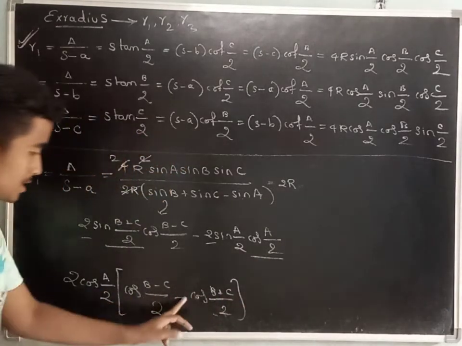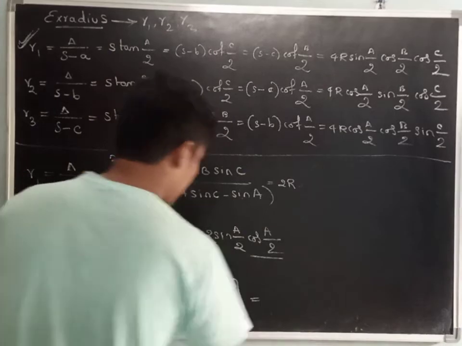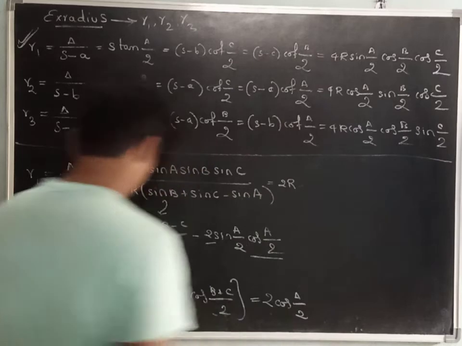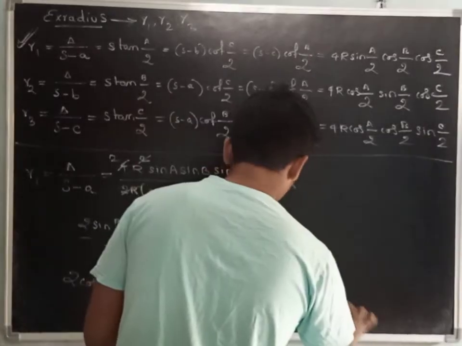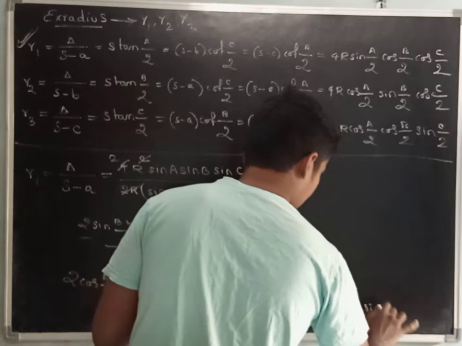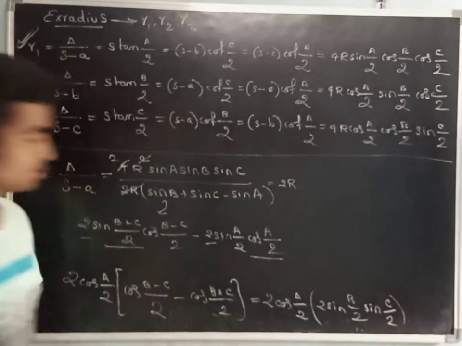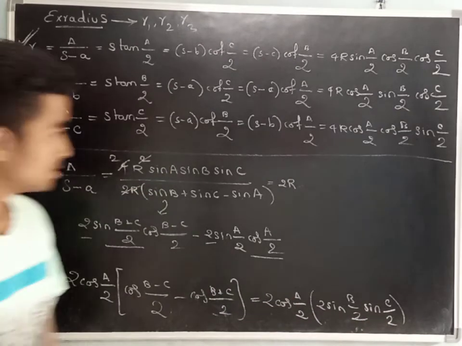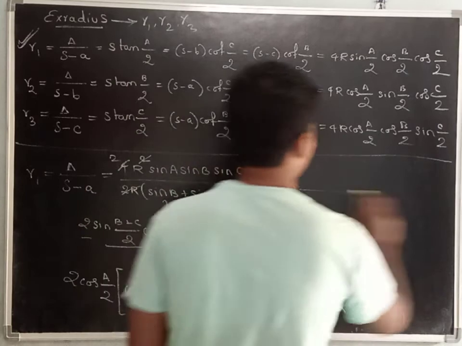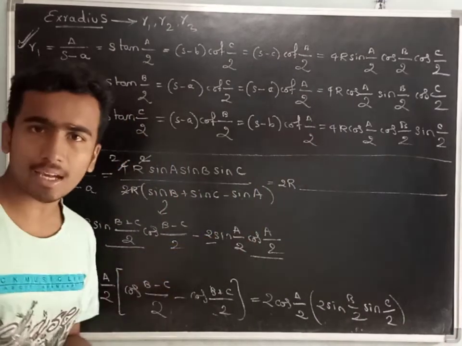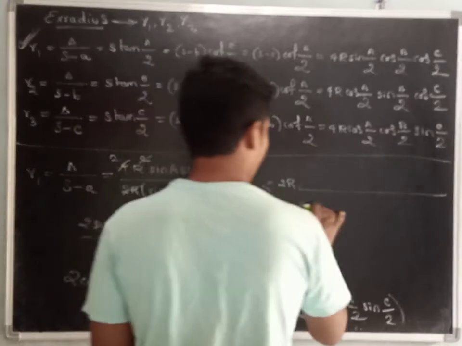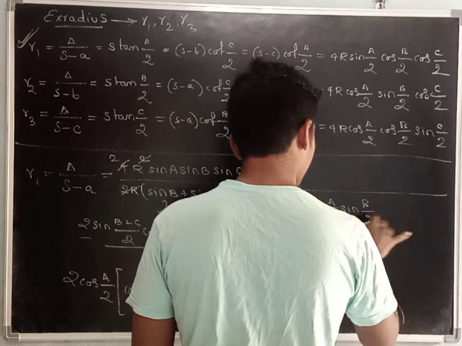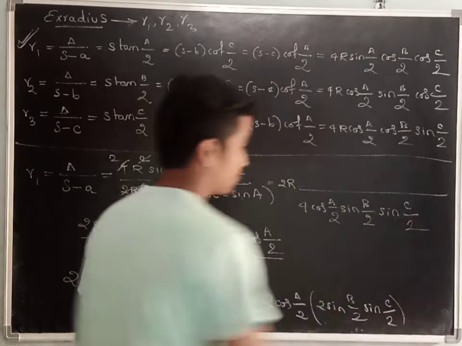After simplifying, cos (b minus c)/2 minus cos (b plus c)/2 is nothing but 2 sine b/2 into sine c/2. So 2 cos a/2 into 2 sine b/2 sine c/2. Finally, I am going to get sine b plus sine c minus sine a as 4 cos a/2 into sine b/2 into sine c/2.